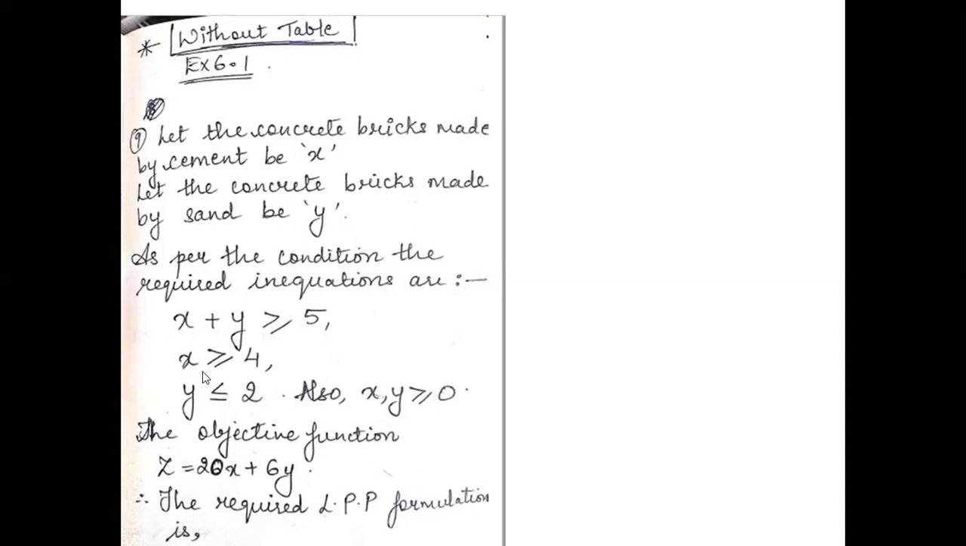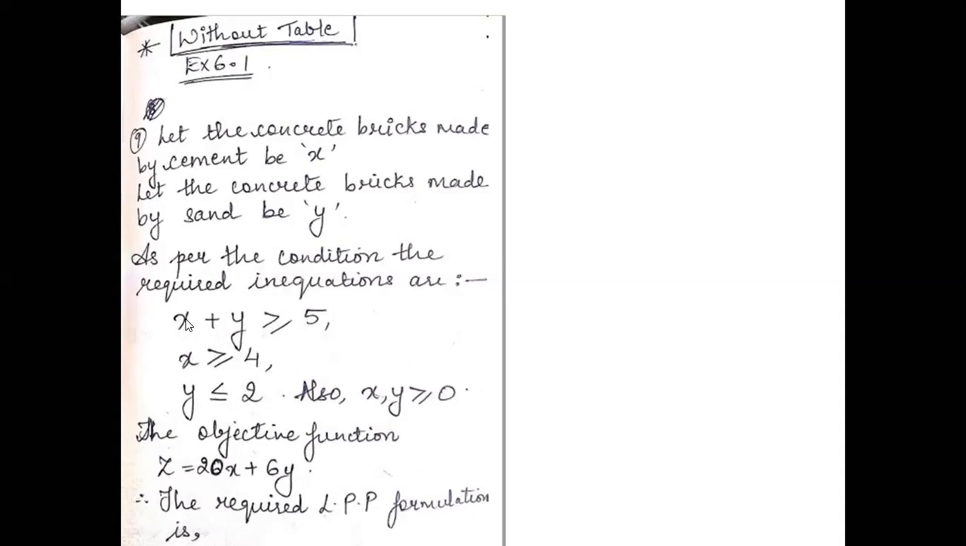So x is greater than or equal to 4. And that of sand should be not more than, meaning maximum, it should be 2 kgs. So y is less than or equal to 2, because not more than means maximum, and for maximum we use the sign less than or equal to. Follow the class, I repeat it again.